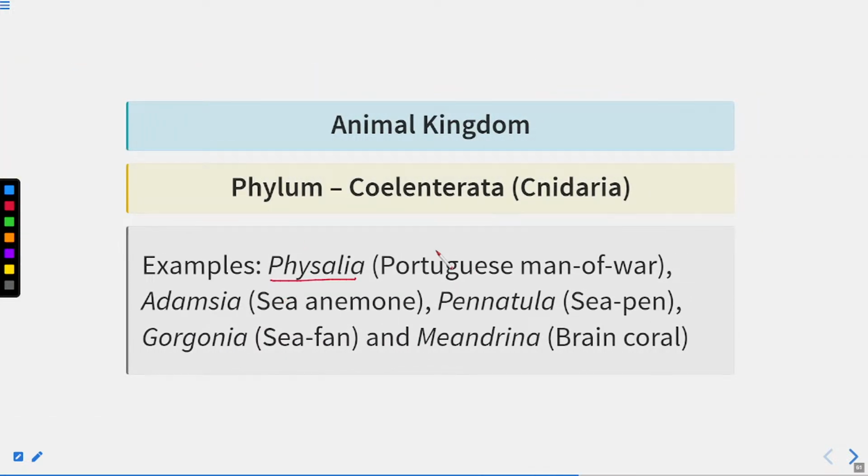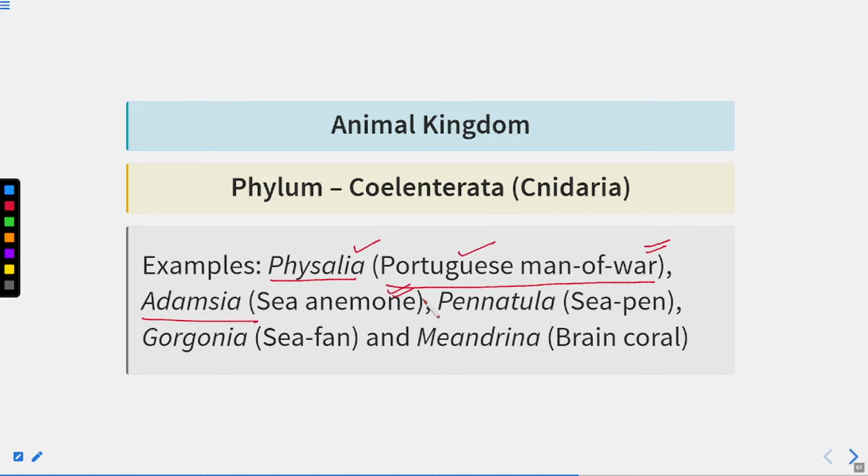Now, Physalia and these others are some of the examples of Coelenterata, right? Physalia is commonly called Portuguese man of war. This is very, very important, and in match the following type of question it can be asked. So you must remember the common name as well as the scientific name. Physalia, called Portuguese man of war.